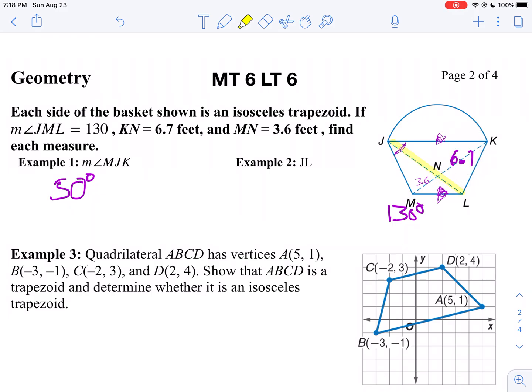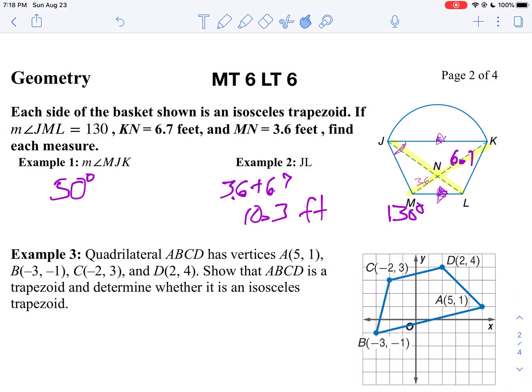But the length from J to L is the same as the length from M to K. So in other words, it's going to be 3.6, not 36, plus 6.7. And that turns out to be 10.3 feet. And there we have it.